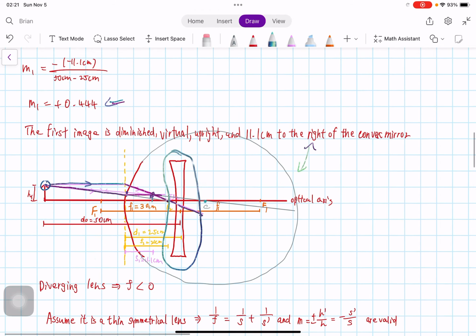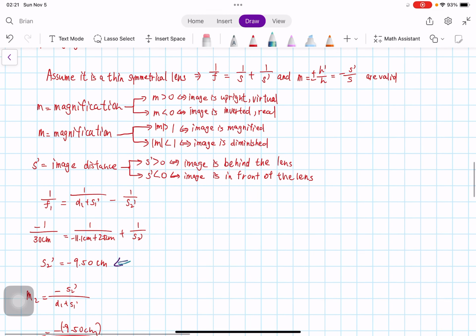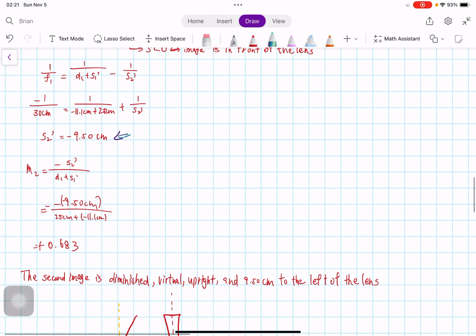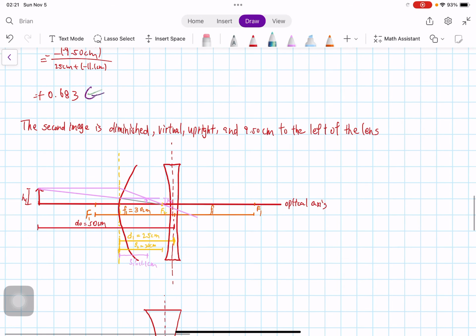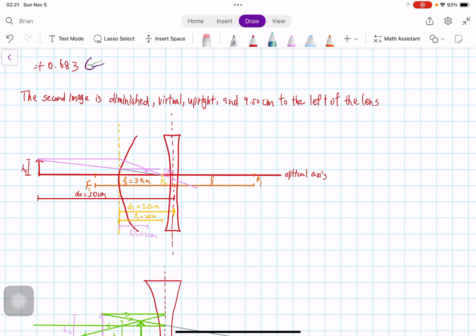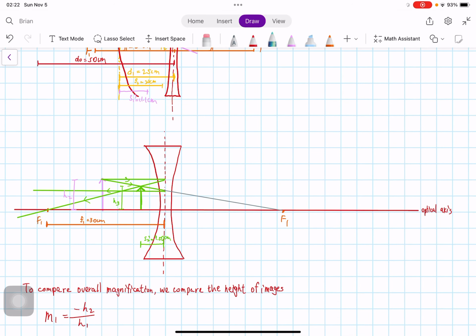So after we apply the thin lens equation, we have the second image distance. Oh, I forgot to mention, for the second image, we are using the first image as the new object. So this would be our new object. And then we have the image distance, we have the magnification. We could conclude that the second image is diminished, virtual, upright, and 9.5 centimeters to the left of the lens. So when we're trying to do a ray diagram to confirm, since this image is too small, we are gonna enlarge it with this ray diagram.